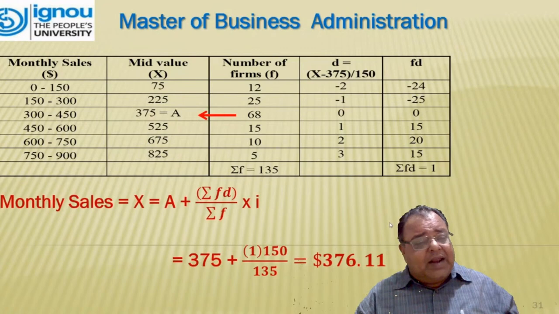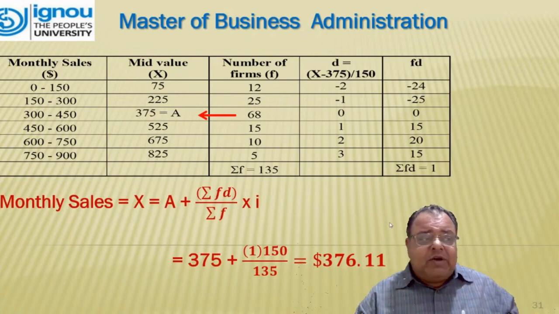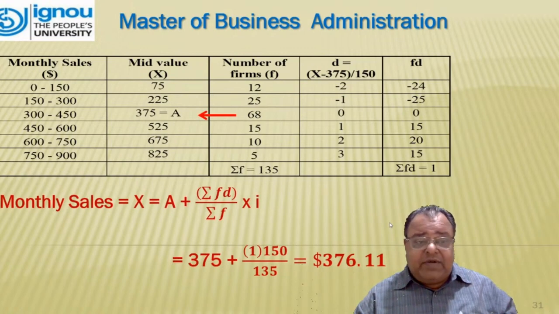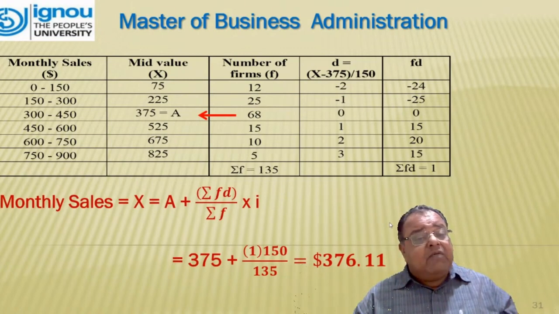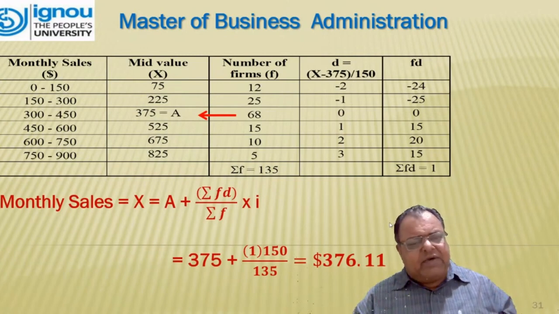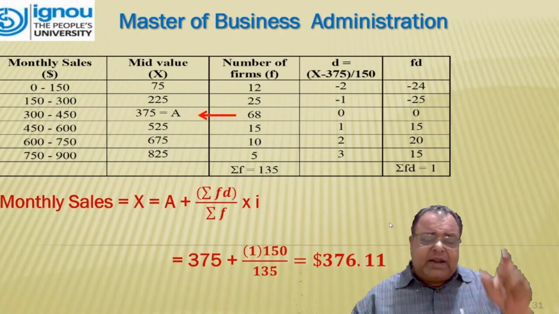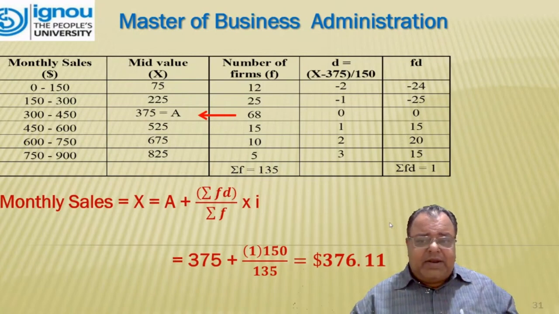We have to calculate the mid value, that is x. Mid value for 0 to 150 will be 75. Since the gap is 150, we will be adding 150 to 75. We will get 225, 375, 525, 675, and 825. That means your mid values have been calculated.